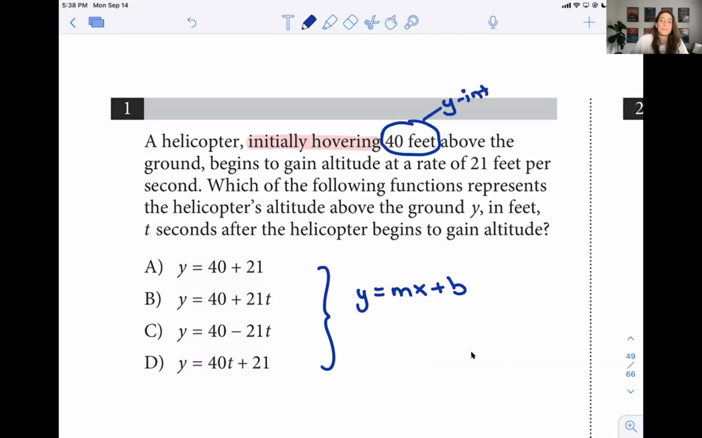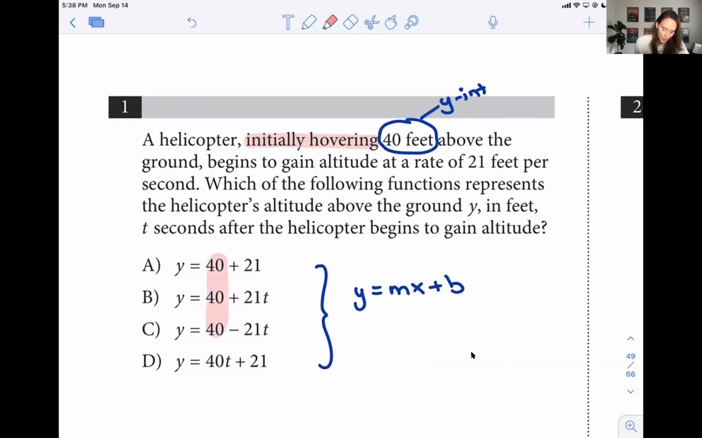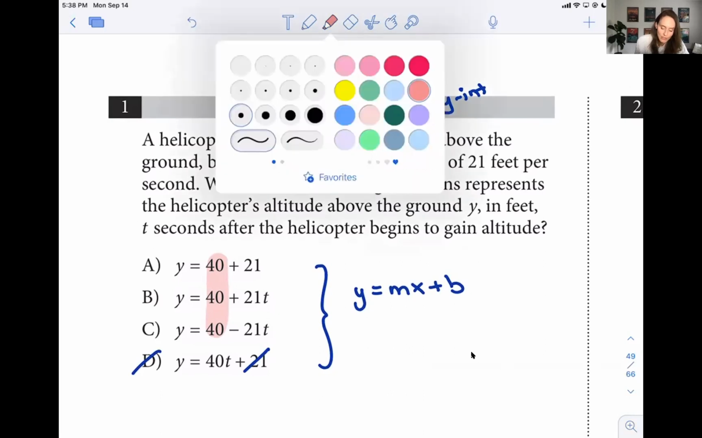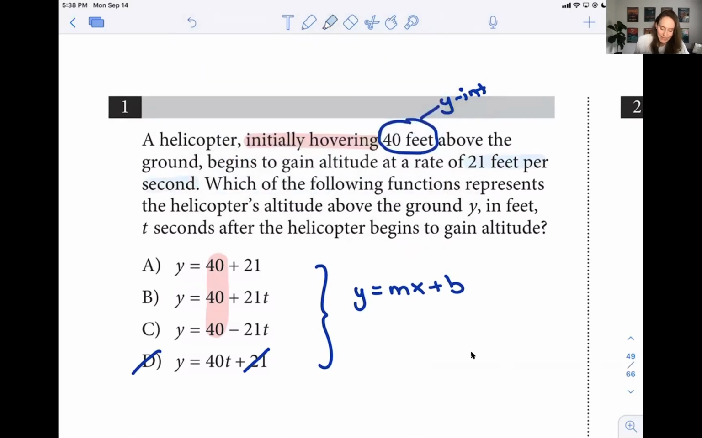But that is not super helpful to us here, because most of these have a y-intercept of 40, right? Only answer choice D has that 21, so it can't be D, but we still don't know, is it A, B, or C? And then they say it begins to gain altitude at a rate of 21 feet per second. So that 21 feet per second is our slope. So we want a positive 21 next to our variable, which only occurs for answer choice B.